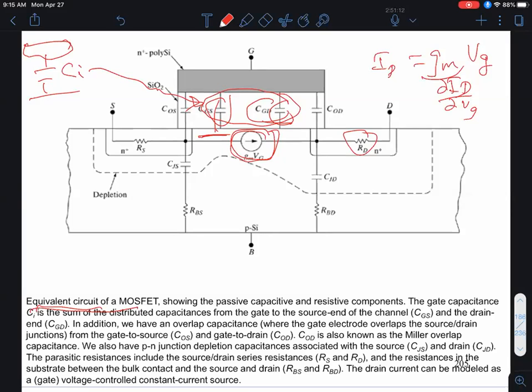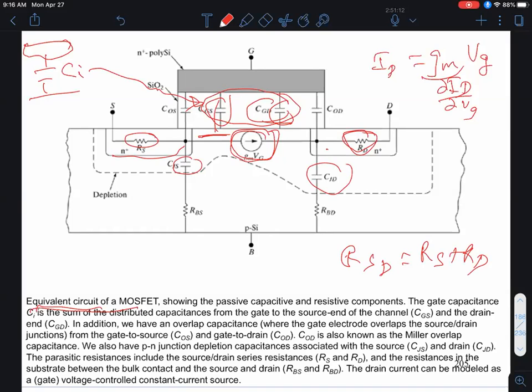In the source and the drain regions, those are PN junctions, so you'll have depletion capacitances associated with those, okay? In the source and the drain regions, we will also have series resistances, RS and RD, and the two of them are very often lumped together as RSD, as the sum of RS plus RD, okay? I think I've hinted at this before.